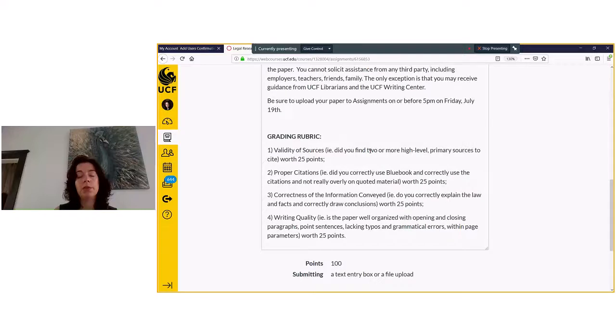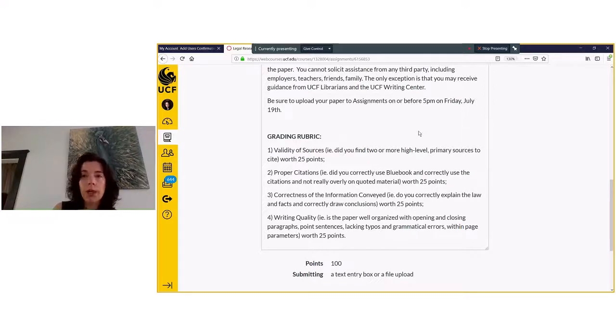So we've talked about citations already. I've recommended that if you're struggling in finding your sources, you go talk to Richard Gauss in the library. I think it's probably self-explanatory that the information you convey should be correct. So let's just take a minute or two to talk about that fourth element of your grade, which is writing quality. Writing quality is really important.